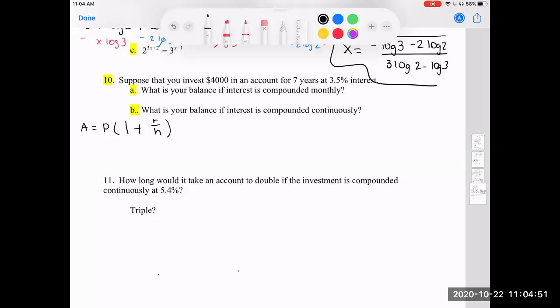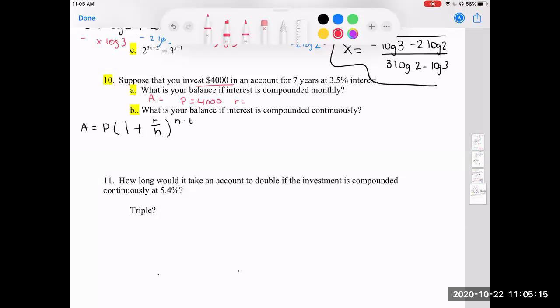R over N raised to the N times T. All right, so let's go ahead and highlight these pieces. So for A, we want to find A. Now our P, our starting amount, is our principal. It's 4,000. So P is 4,000.